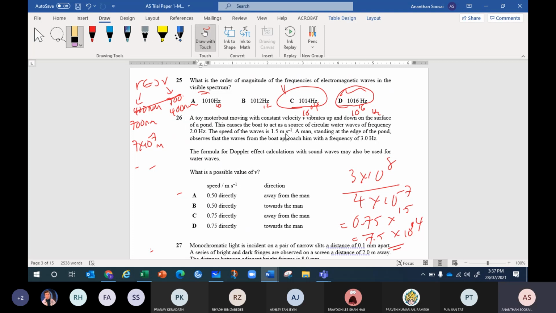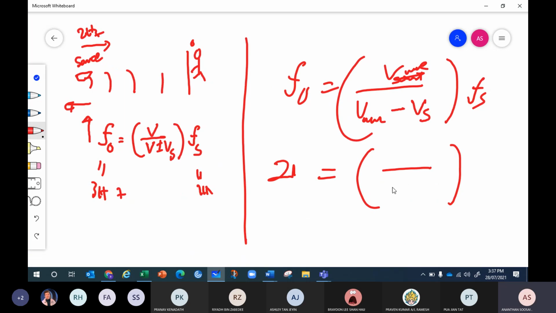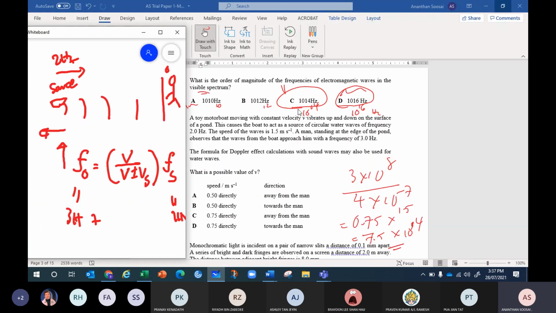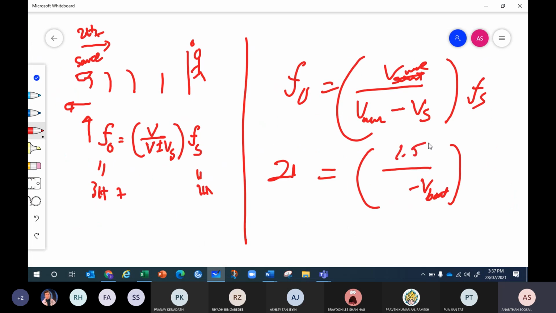The speed of the wave is 1.5. We want the speed of the boat, the v of the boat. The source is the boat. This is the speed of the water wave. Water wave speed is 1.5, so put 1.5 here and here. The source frequency is 2, the observer frequency is 3. So find the speed of the boat. What do you get? Whatever answer you get is the answer.